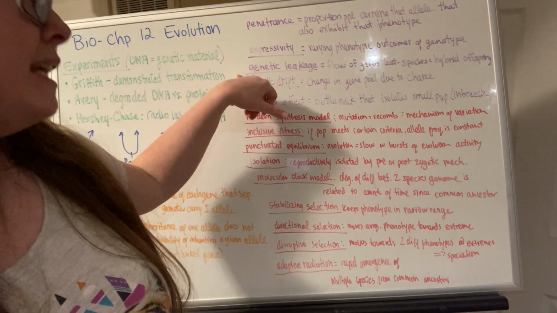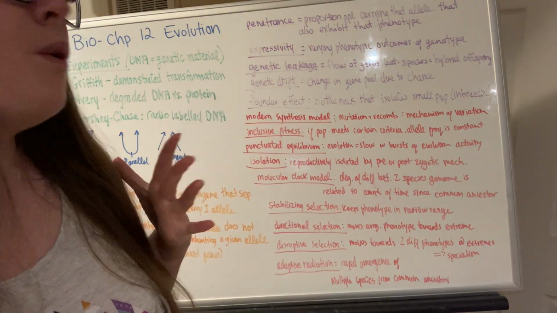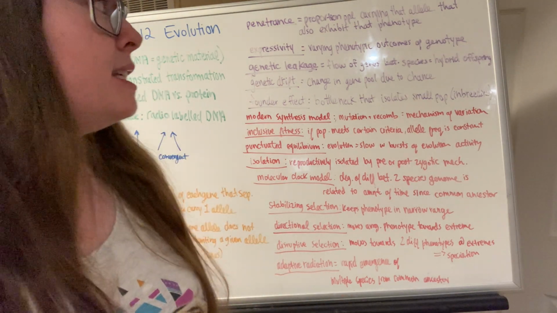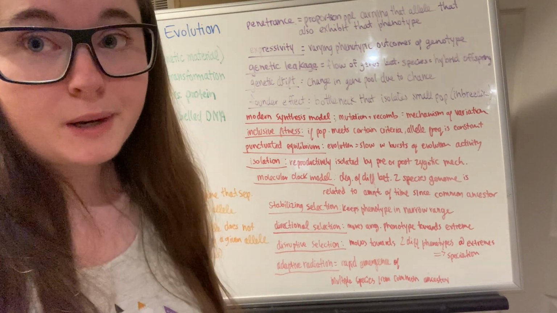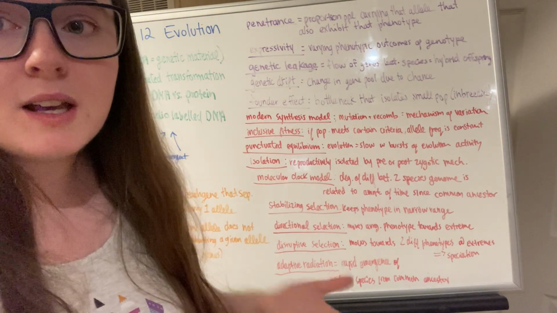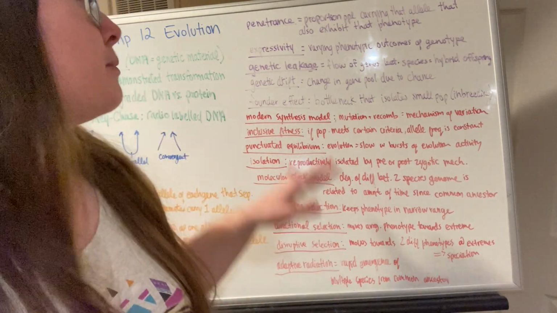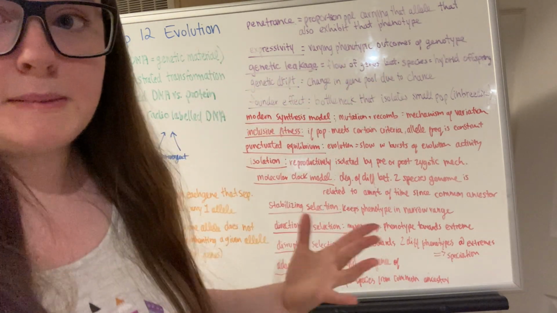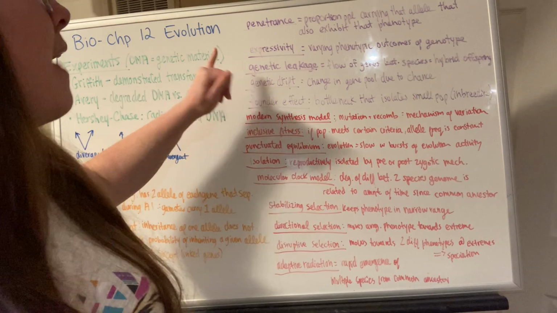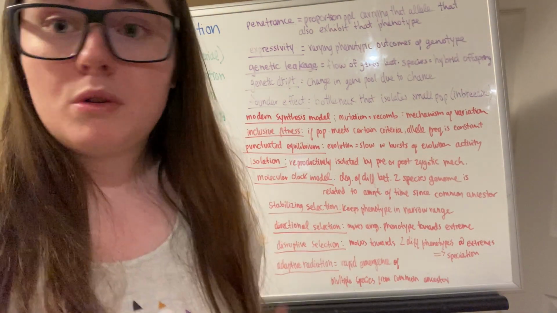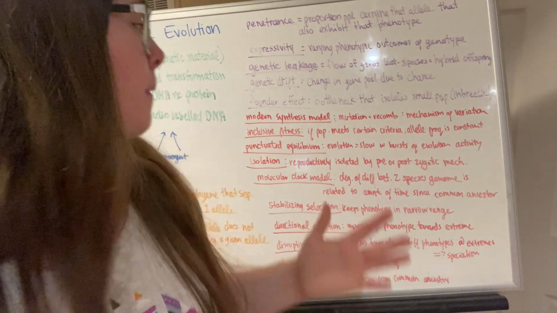We have genetic leakage, which is when there is a flow of genes between species, and this leads to hybrid offspring. A common example of this would be like a zebra horse. You can look up a picture. So that is due to genetic leakage, a flow of genes between species. Then we have genetic drift, which is a change in the gene pool just due to chance.